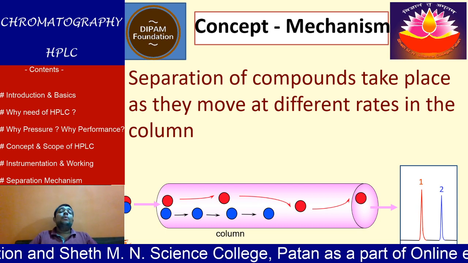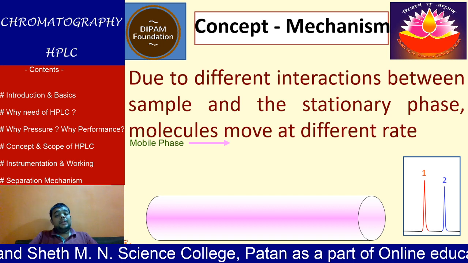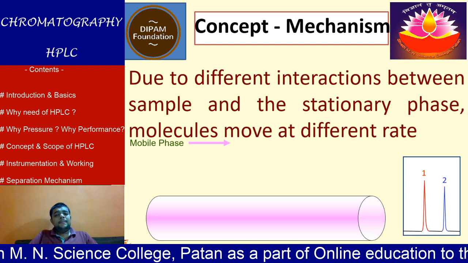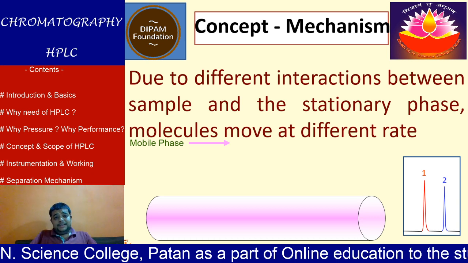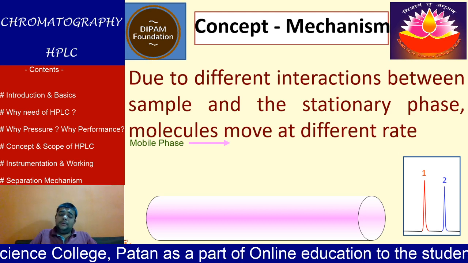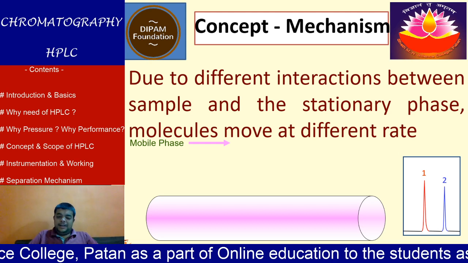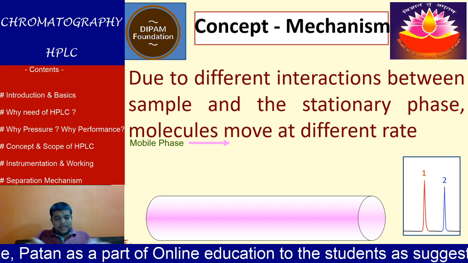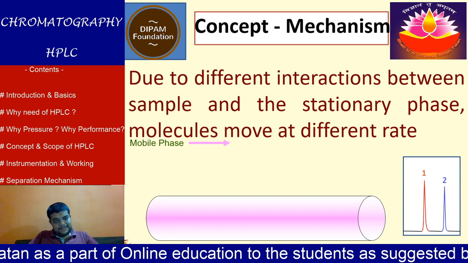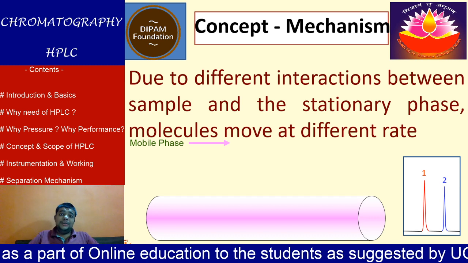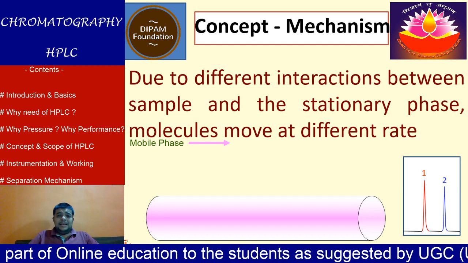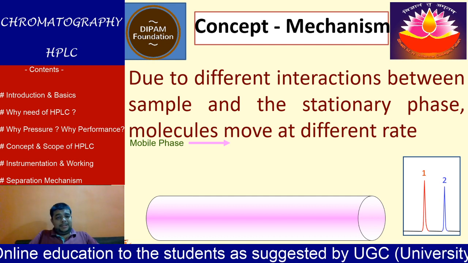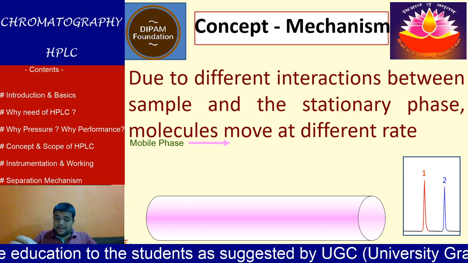But what is the concept behind it? I'll explain in this beautiful interactive mode of presentation. Due to different interaction between the sample and the stationary phase, molecules move at a different rate. Friends, students, academicians, researchers, in this stanza of two or three lines, I have mentioned that due to different interactions between the sample and the stationary phase, molecules move at a different rate. It is one of the parameters that needs to be discussed now.